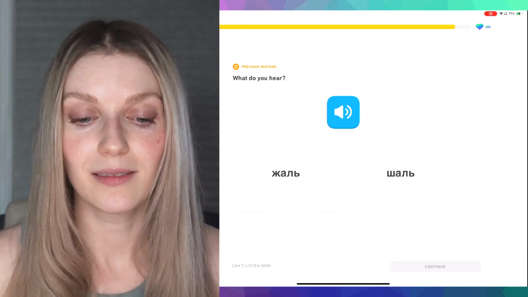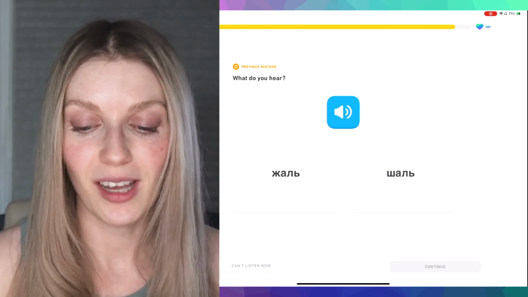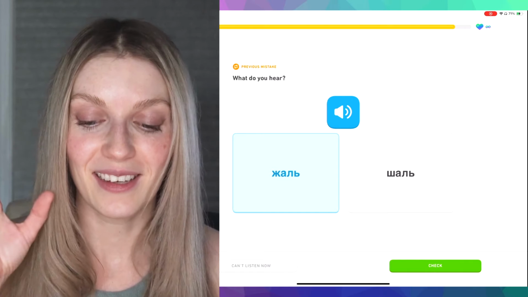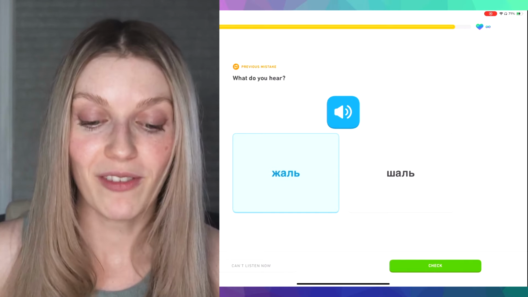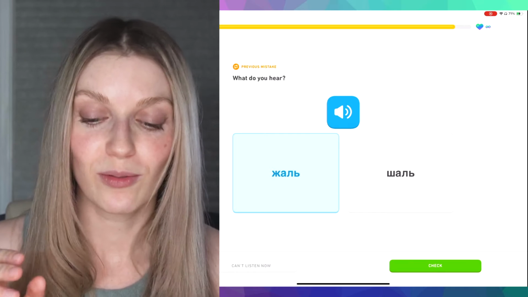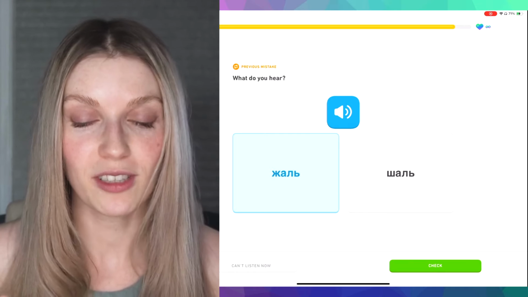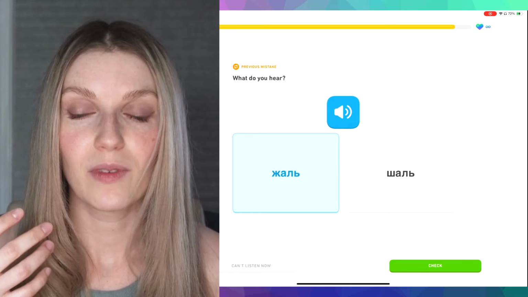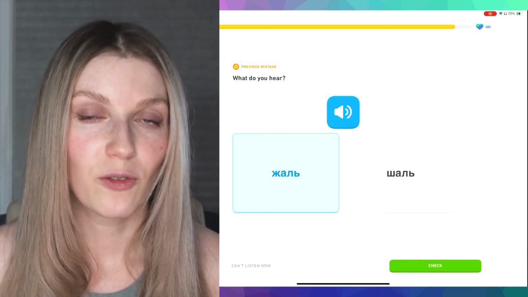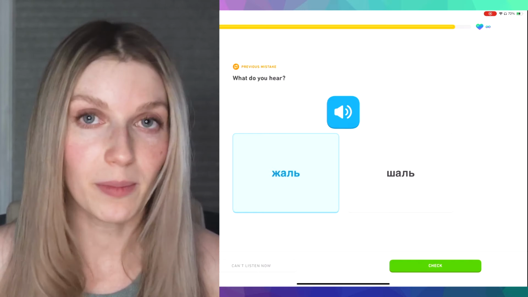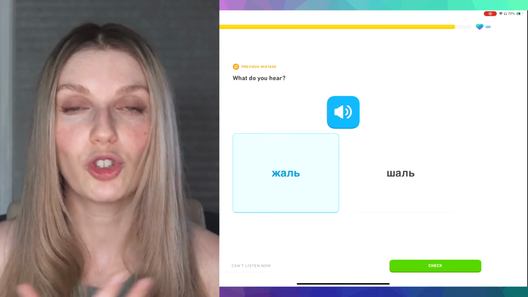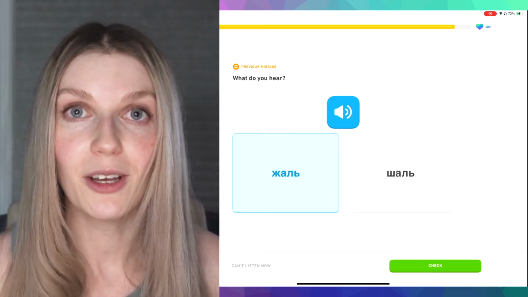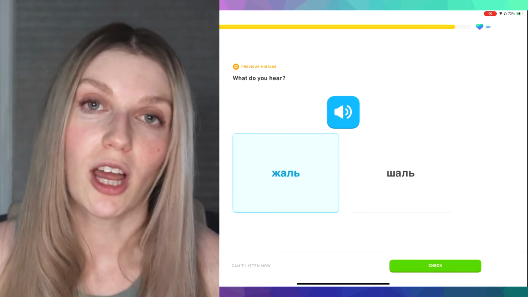Yep, and this is a previous mistake where they said жаль and I chose шаль, explaining the difference in the letters Ж and Ш. However, жаль and шаль are actually two different words and not just sounds as a part of entire words. So жаль means sorry, not as in apologizing, but more like, oh, what a pity. And шаль is shawl, essentially a scarf-like thing that goes on your shoulders and neck. So there you go. Жаль, pity, шаль, shawl.